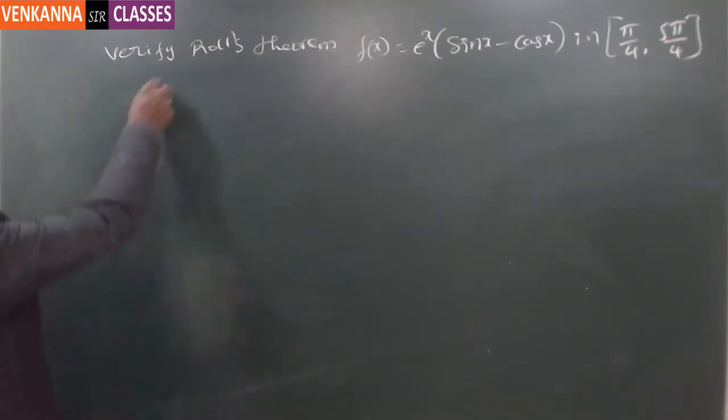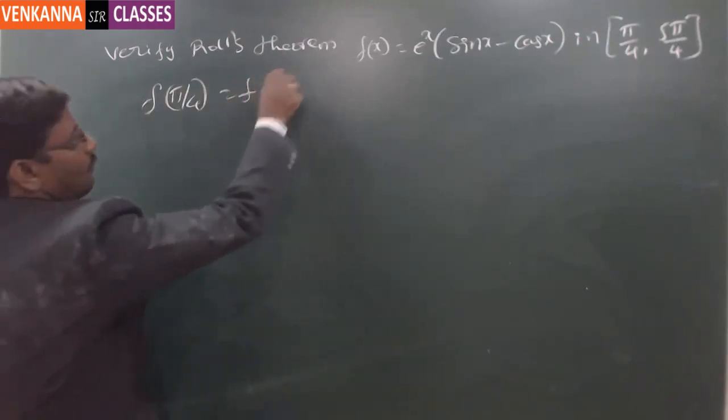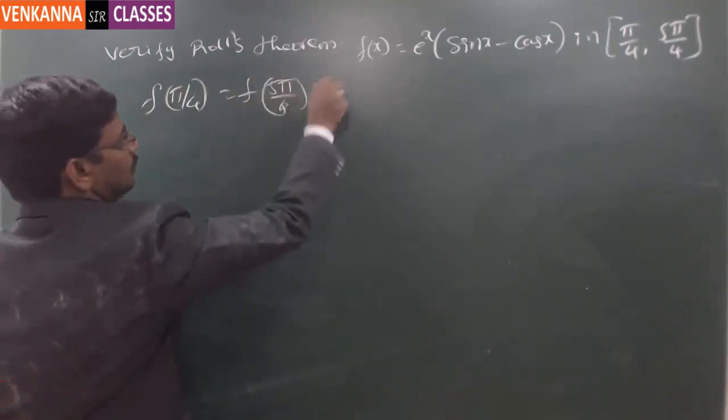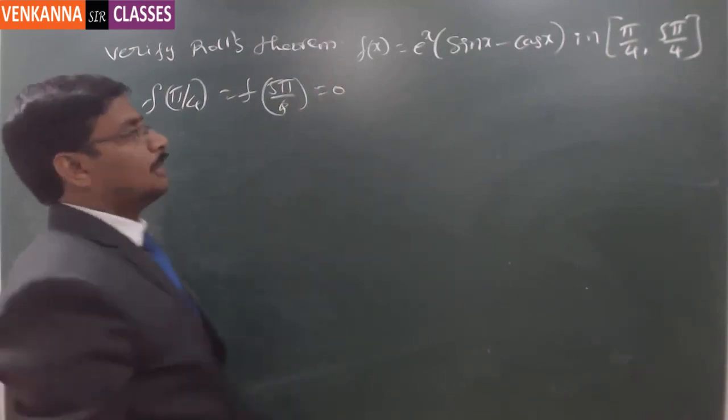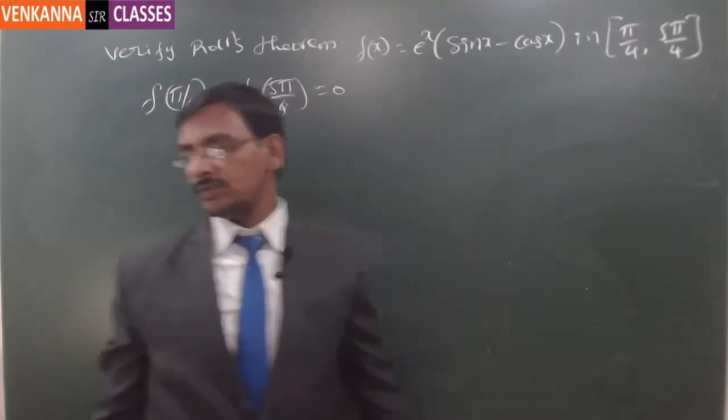So f of pi by 4 is equal to 0, because at pi by 4, sin pi by 4 minus cos pi by 4, both are 1 by root 2. So both will become 0.